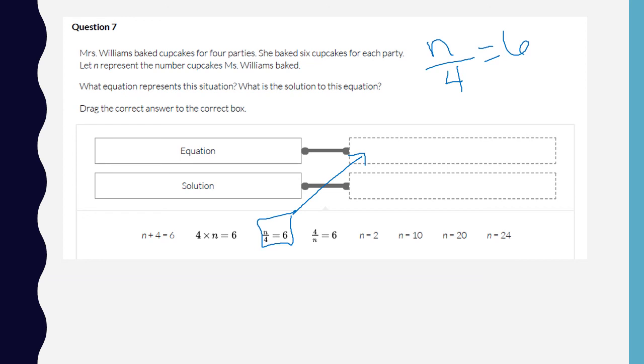Then, to solve, we have to multiply both sides by 4 because n is being divided by 4. So we need to get rid of it. So n can be by itself on the left side. 6 times 4 is 24. So n is 24.